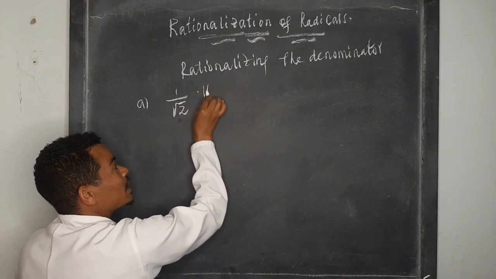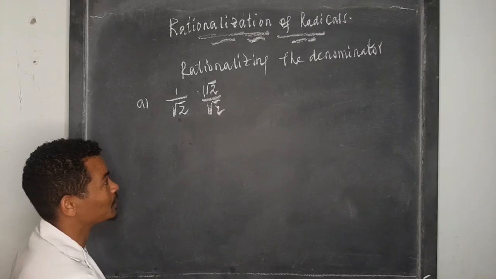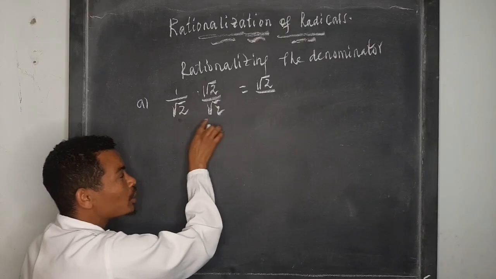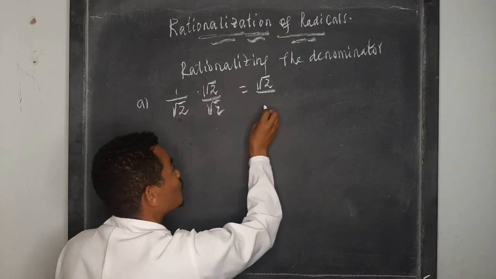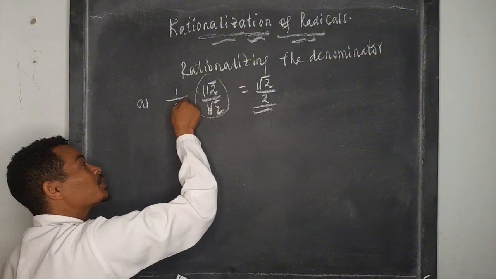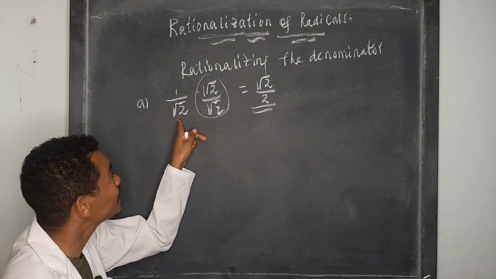Multiply this one by radical 2 over radical 2. So this is the same as radical 2 over radical 2 times radical 2, which is radical 4. Radical 4 is 2. Multiplying by radical 2 over radical 2 is multiplying by 1.